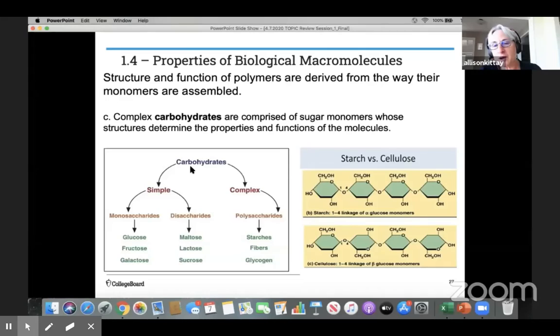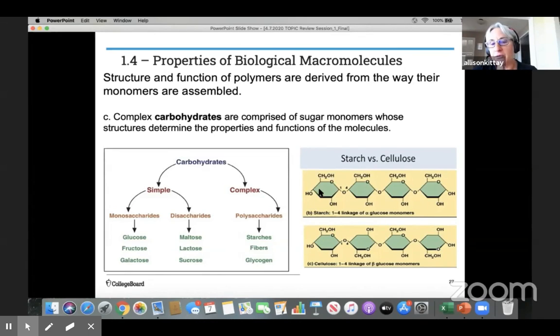So if we look at the image where I've got starch versus cellulose, right? Starch versus cellulose is all in how those monomers are assembled. And what I would like you to see in starch, that is a storage form or a complex polysaccharide. Plant starches are a little bit different than animal starches. Glycogen is an animal starch. And in this case, when this flowchart is talking about fibers, we're mainly talking about cellulose, which is the bottom image. So I'm sure you can notice that there's a difference between starch and cellulose.